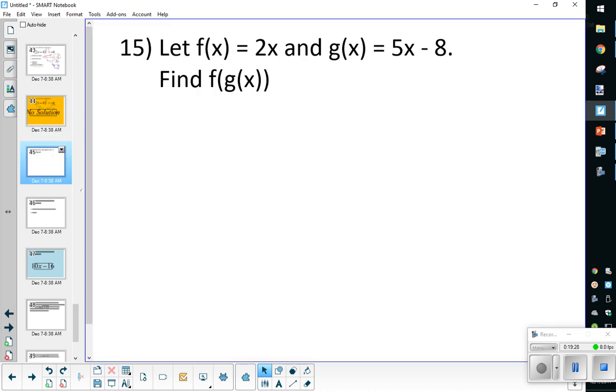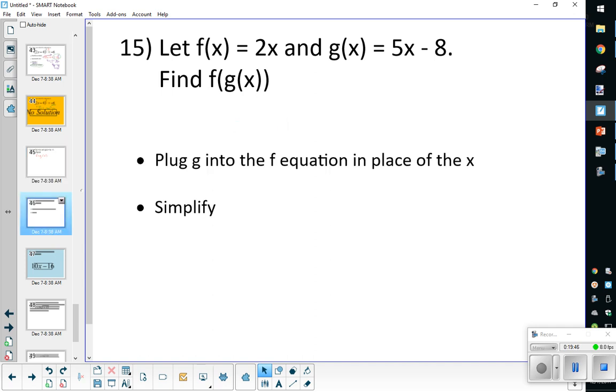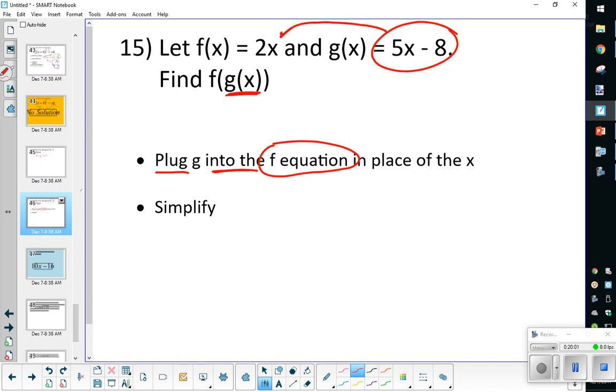Two left. Let f be that and g be that. Find f of g of x. Reminder that that is the exact same thing as this, f of g of x. They're the same. We're running out of time, so I'm going to go quick. If we're doing f of g, you are starting with the inside. So we're starting with g, and we're plugging it into the f equation in place of the x. This whole g is going to go into that equation. So my problem is going to look like this, 2, but instead of x, I'm plugging in that 5x minus 8.